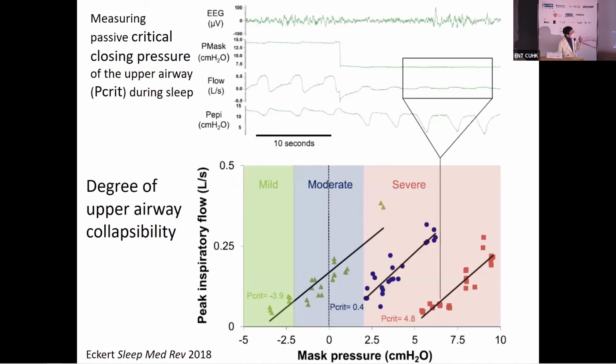So this is one way that we can find out how strongly anatomy contributes to the problem. This is one way to measure the passive critical closing pressure of the upper airway during sleep. So when the patient is on CPAP, let me see whether I can control the mouse. Maybe you can give me a laser pointer, yeah.